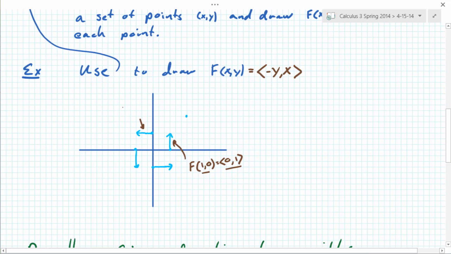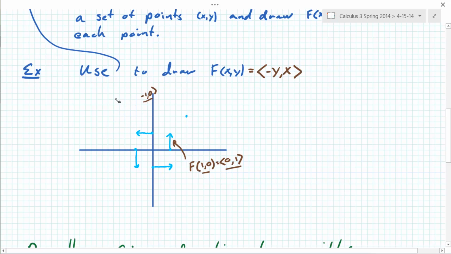Here I'm going to put the vector, let's see, that's F of (0, 1). Oops, I'm using a capital F for that. F of (0, 1) is equal to <-1, 0>. So I'm going to put the vector <-1, 0> at the point (0, 1). That's this vector here.